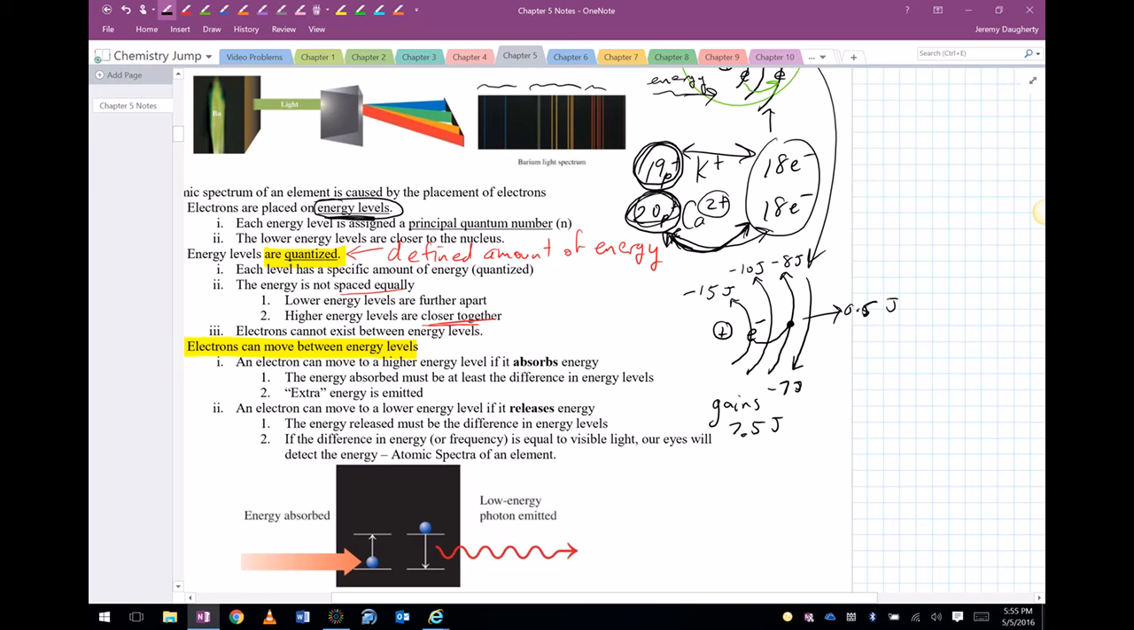So that's to move up energy levels. It has to absorb energy to move up energy levels, because the further away those energy levels are, the higher energy they have. They have greater energy. Negative 8 is bigger than negative 15.